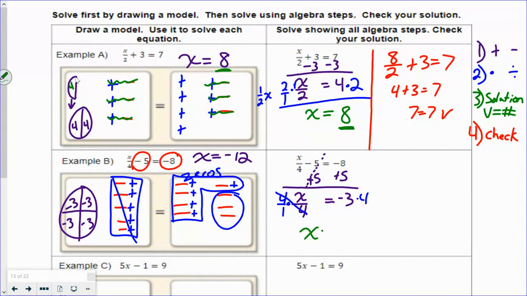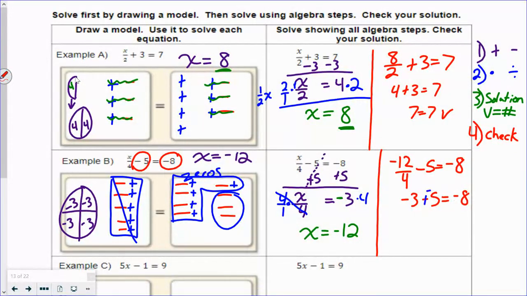Now I have x equals -12. Now watch those negatives. A lot of students I've been seeing are making that little tiny mistake of forgetting that there's negatives. All right, checking my answer. Take -12 divided by 4, or subtract 5 from it to get a -8. So -12 divided by 4 is a -3. Remember, add your opposite. Same signs, add and keep.